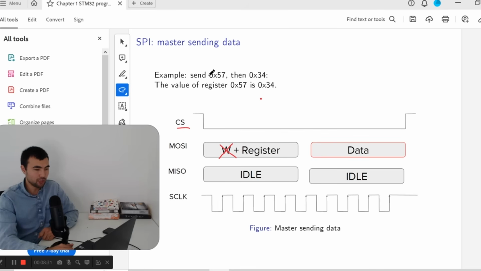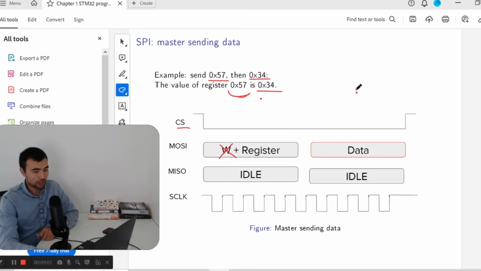So for example, if we send 0x57 and 0x32, it means that the value of the register with this address, so this is address 57, will be 0x34, and this x means it's a hexadecimal number. I hope you are familiar with that notion.